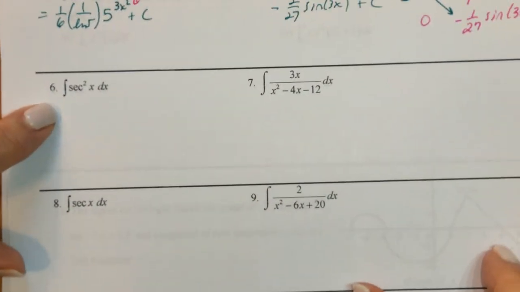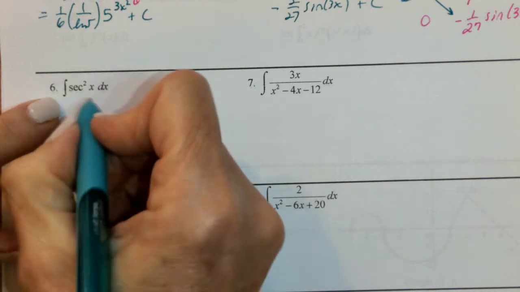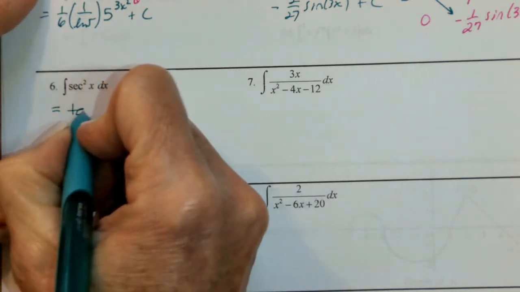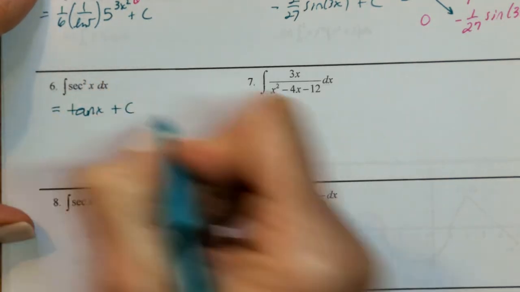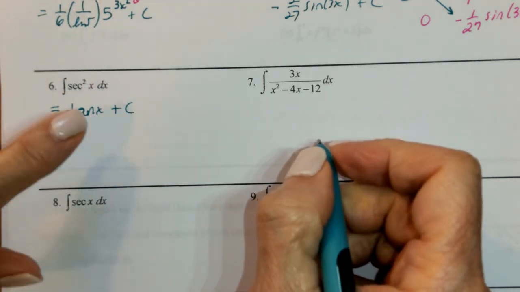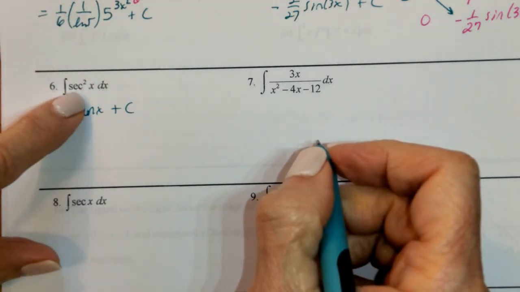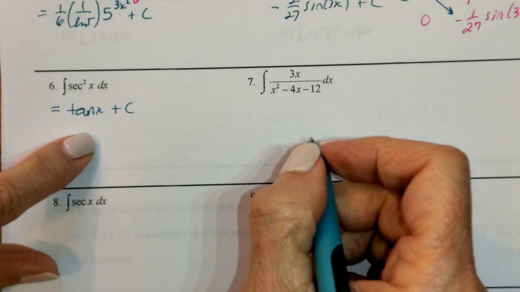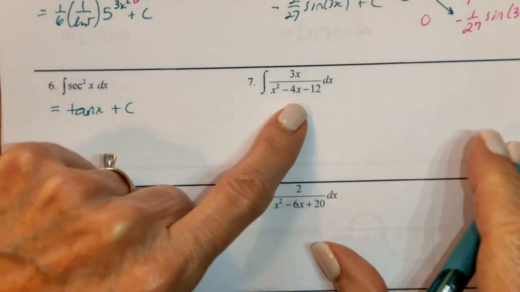Number 6, integral of secant squared x is just tangent x plus c, because the derivative of tangent is secant squared. Okay. Number 7.